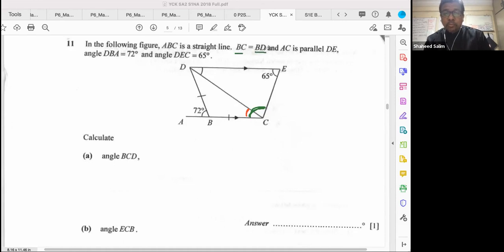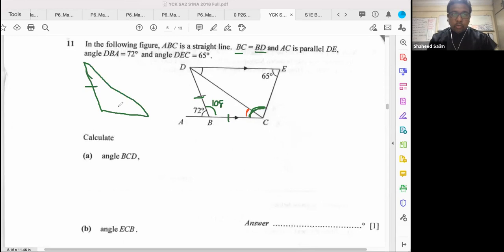BC is equal to BD. So can you see this equal? That means this is an isosceles triangle. So how to find out? Very simple. 180 minus 72, what do you get? 108 here. So I'm going to draw it down here. Come on. You know how to do this one. This is 108. So the balance, two angles are the same.